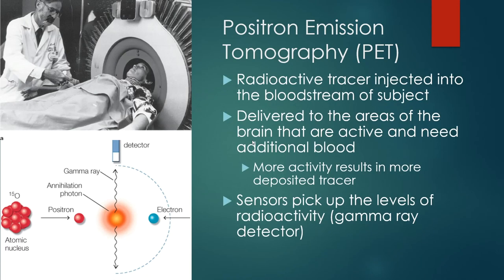And the way that PET imaging works is they inject a radioactive tracer into the bloodstream that's able to pass the blood-brain barrier. And the idea is if neurons are active and they're using up resources, then blood is going to flow into those areas and it's going to deposit a bunch of this radioactive tracer. And so you're able to use these sensors to pick up the radioactivity from that tracer in the form of gamma rays. And so you're able to say, okay, if a bunch of tracer was deposited in this part of the brain, then that means that that part of the brain was being used during that task.